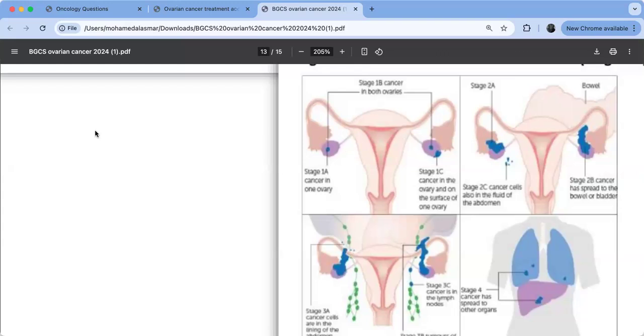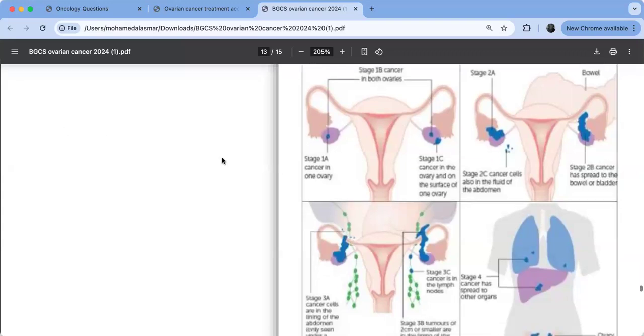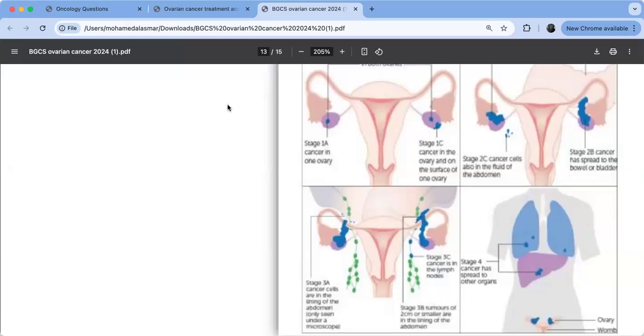Okay, friends. Which stage is associated with pleural effusion? 4A, excellent. Which stage is limited to the capsule of spleen or liver? Yes, 3C. As we told, this is the preferred one in the staging of the exam.